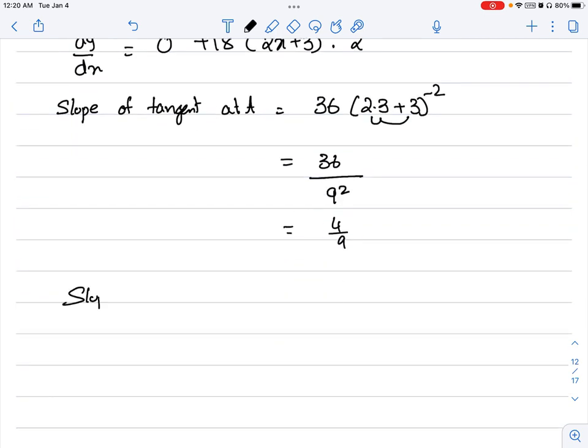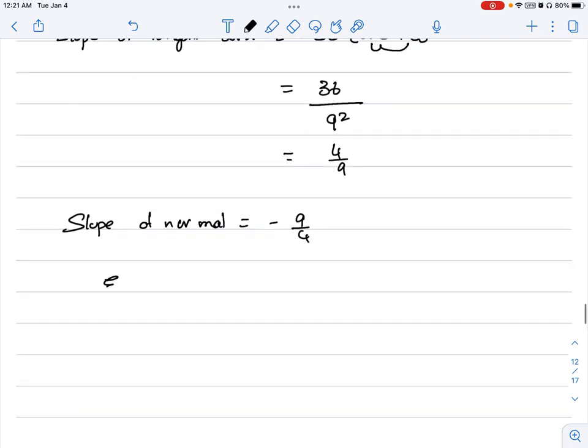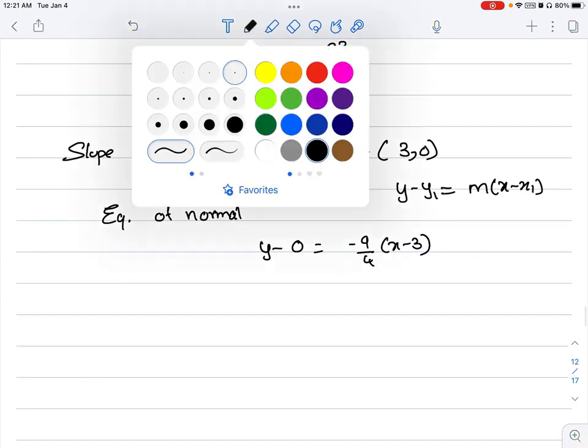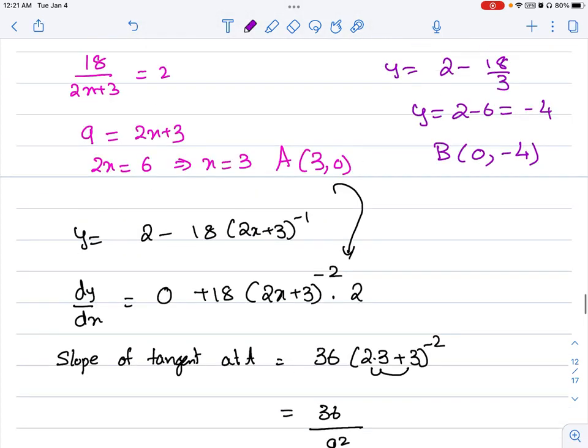But we are talking of the normal. So the slope of the normal will become minus 9 upon 4. So the equation of the normal will become y minus y1 equals m times x minus x1. So the formula was y minus y1 equals m times x minus x1. The point was (3, 0), the A point, and this is m.